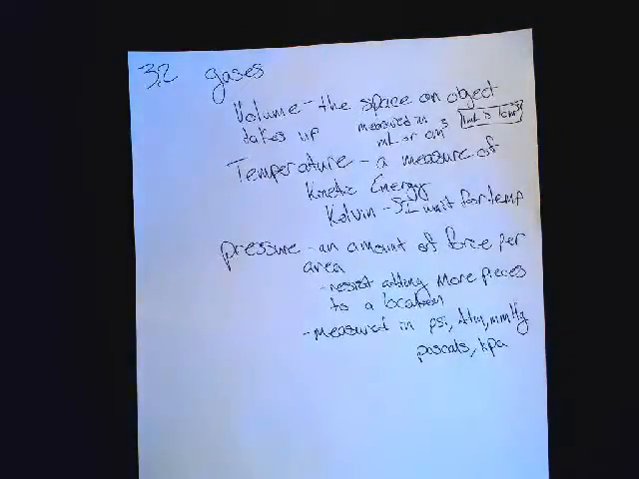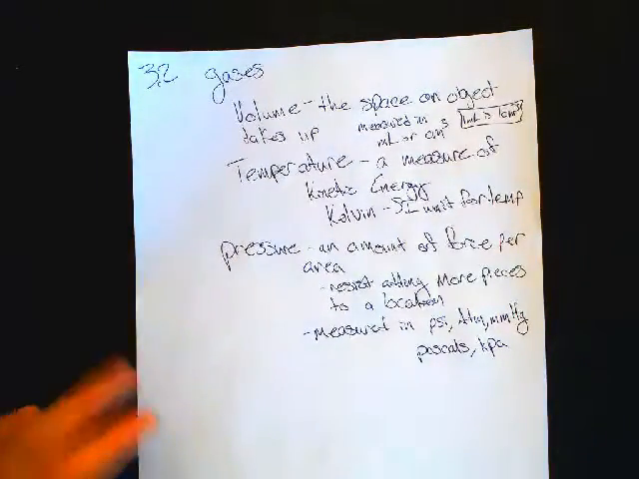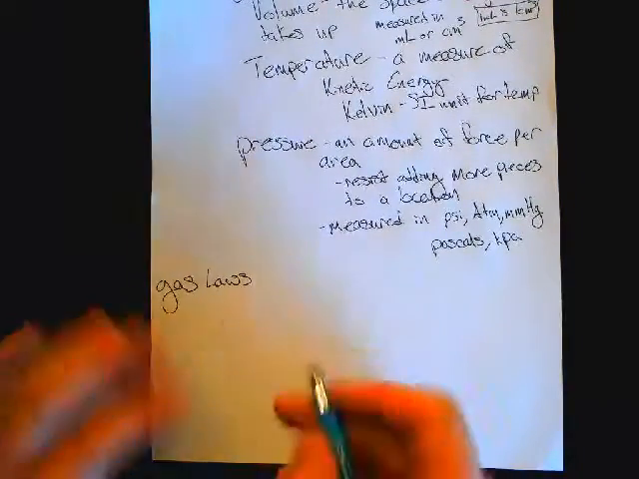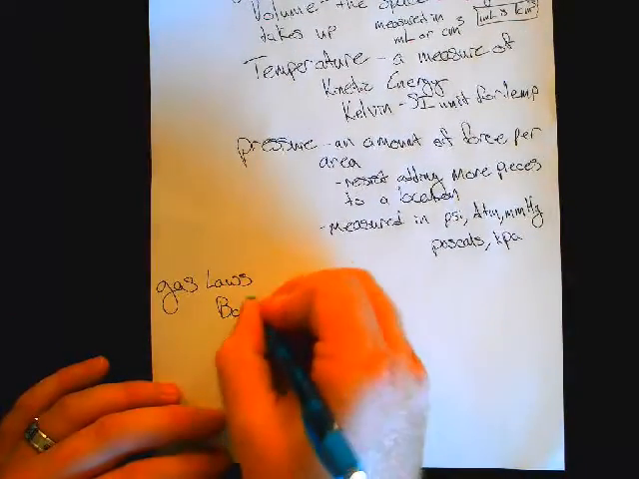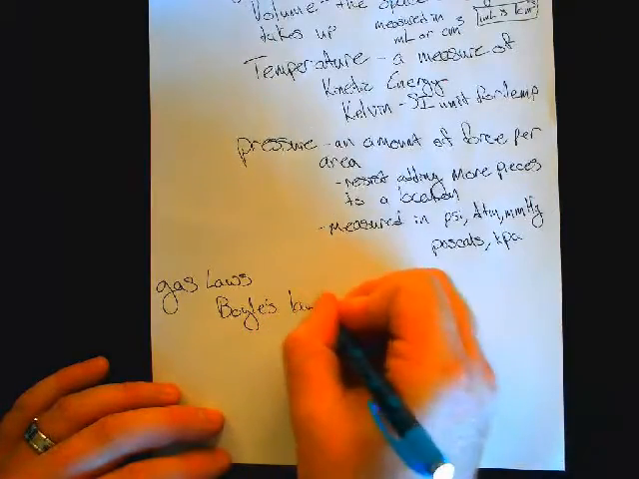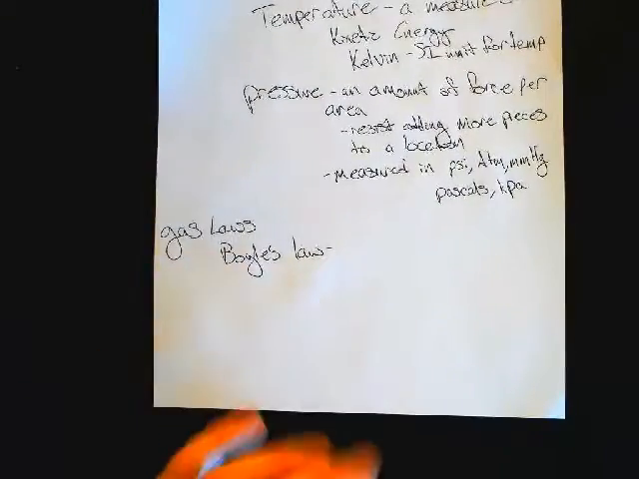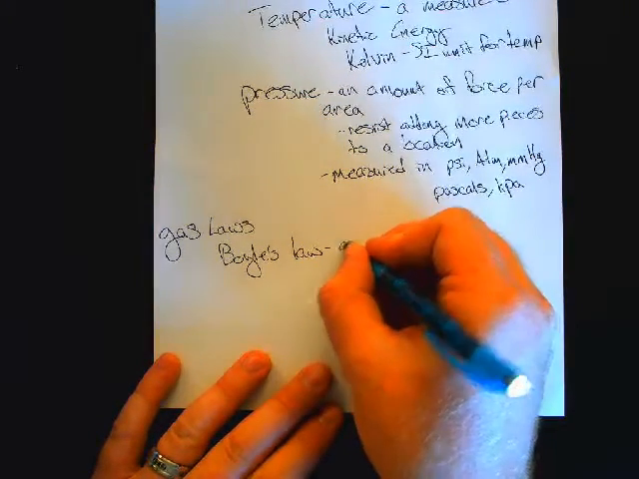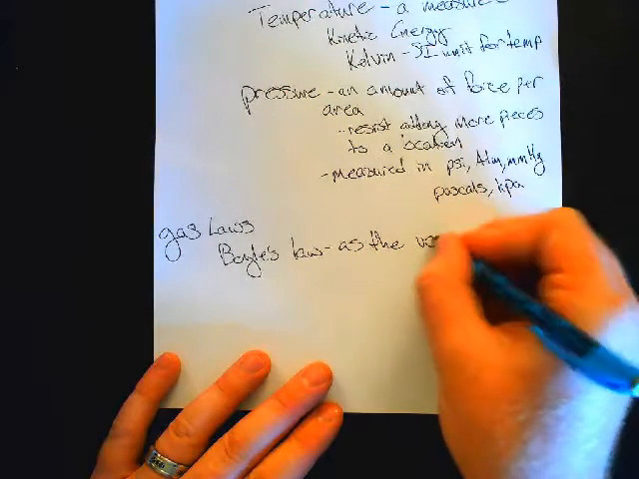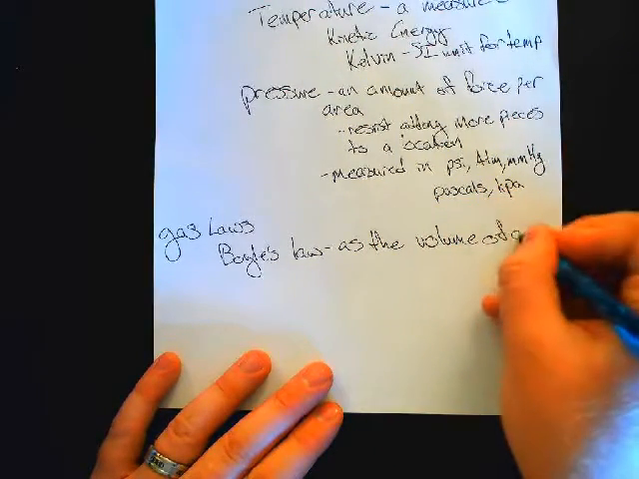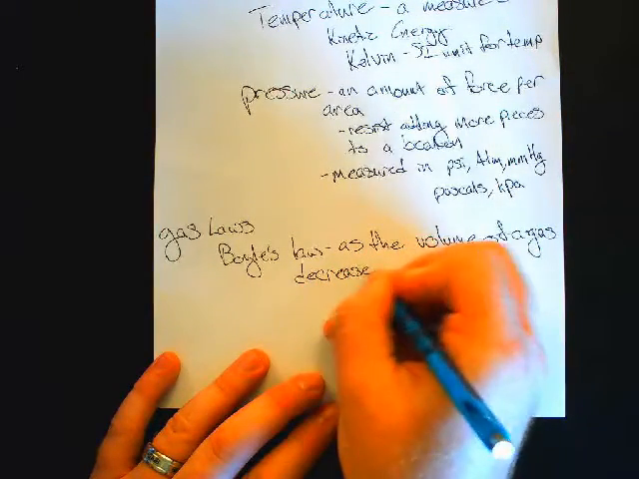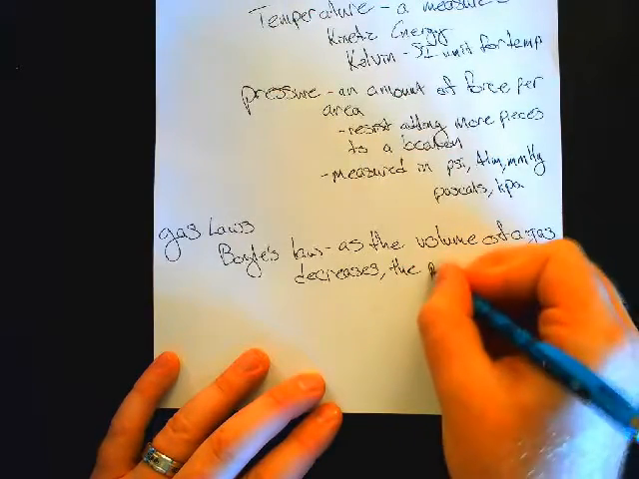All right. Then we're going to talk the relationships between these, which are called the gas laws. First gas law that we're going to look at relates pressure and volume, and that's Boyle's law. Boyle's law indicates that as the volume of a gas decreases, the pressure increases.